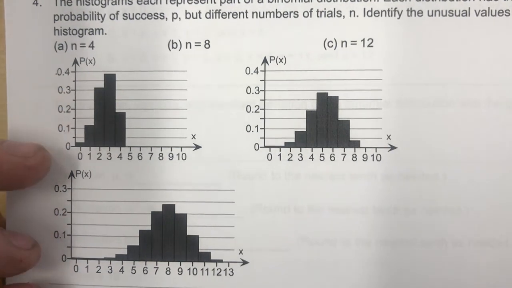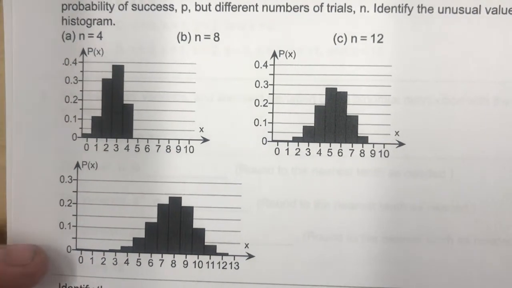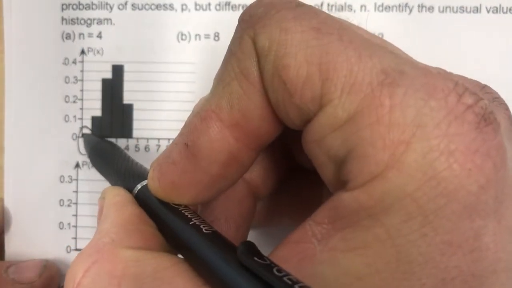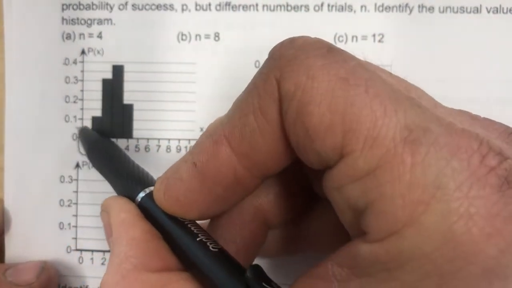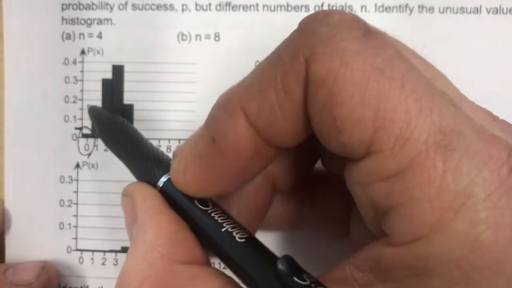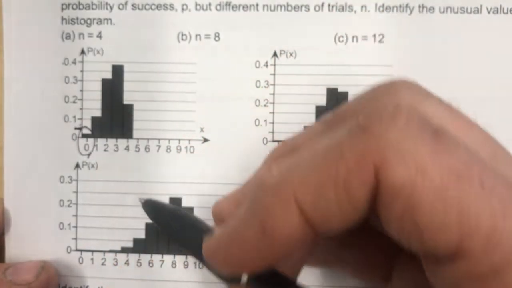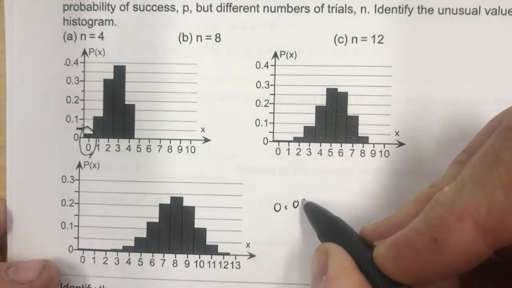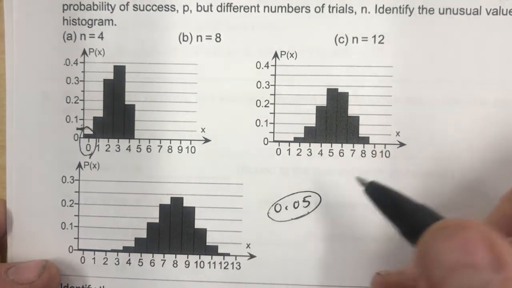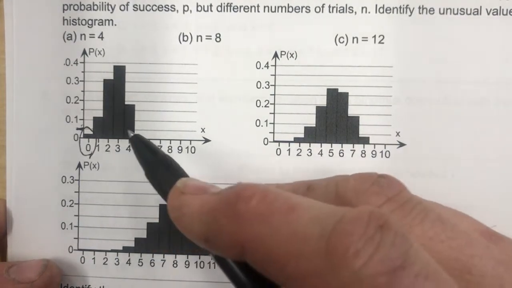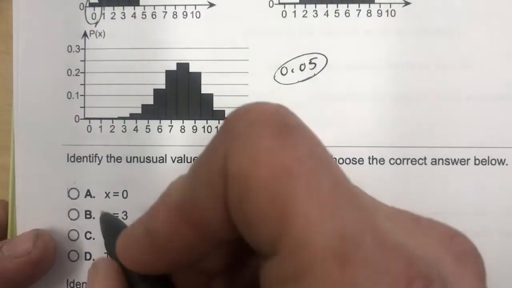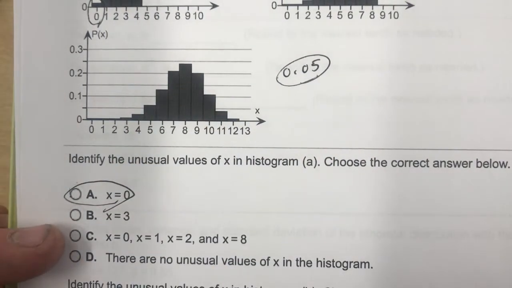All right, so this looks unusual right here because there's not very much of that. See, here's 0.05 right there, and it's less than that. Anything less than 0.05 is considered unusual. So it looks like 0 in that one. So we're going to select 0 here. That'd be my answer there.